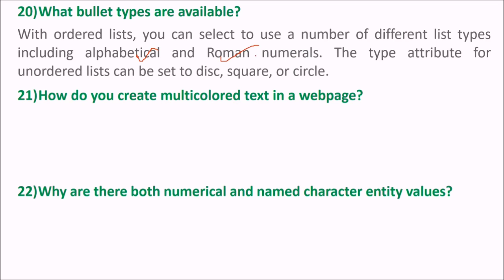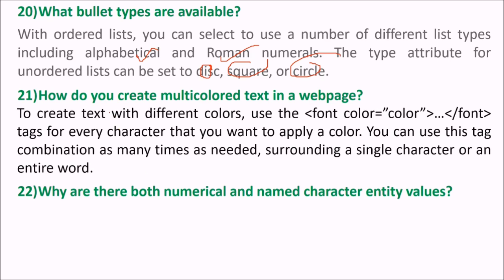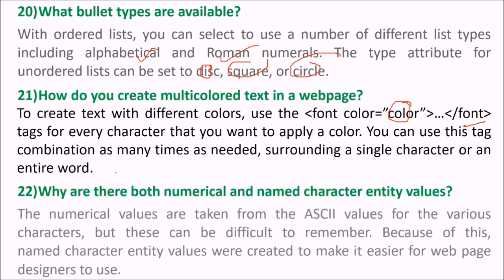So the type attribute for unordered lists can be set to disk, square, and circle. How to create multicolored text in a web page? To create text with different colors, you can just use font color, and you give this color, ending up with font tags for every character that you want to apply color to. You can use this tag combination as many times as you want, surrounding a single character, an entire word, or entire sentences.